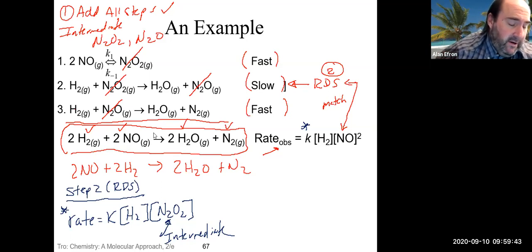So this is where the proof part comes into play, or the math part here. What we need to do is use the other 2 steps, or maybe even just one of the other 2 steps. May use both, may just use one of them. But we need a way to get rid of the intermediate and substitute in there something else that's part of the overall reaction.